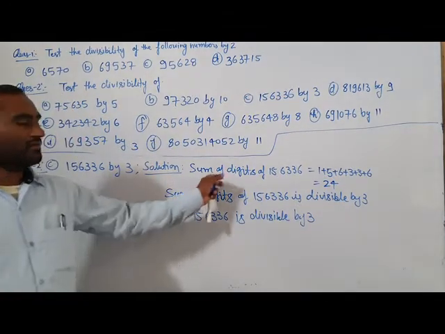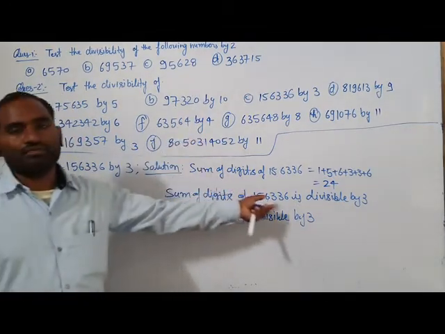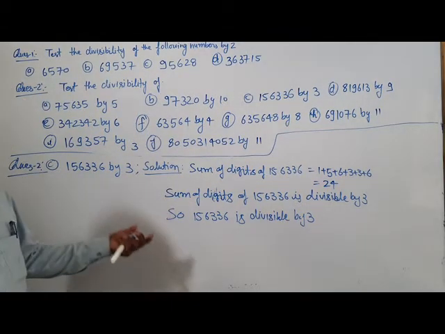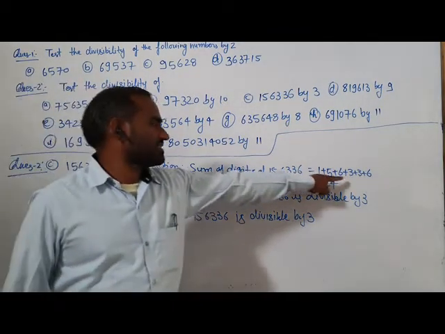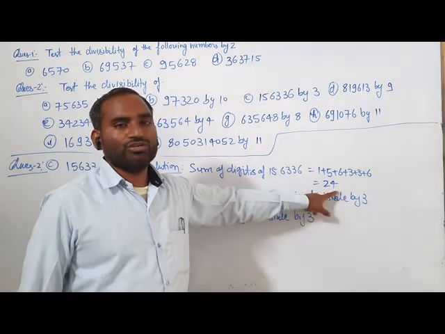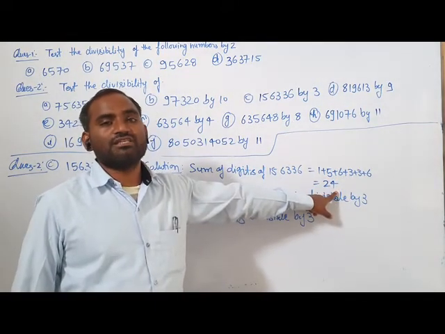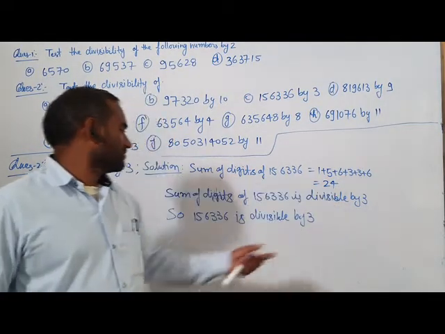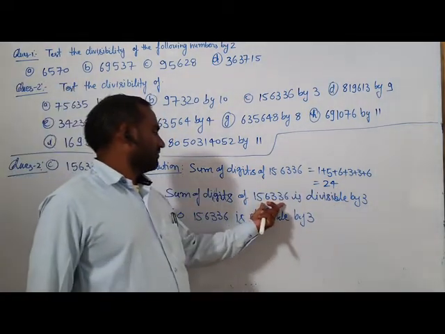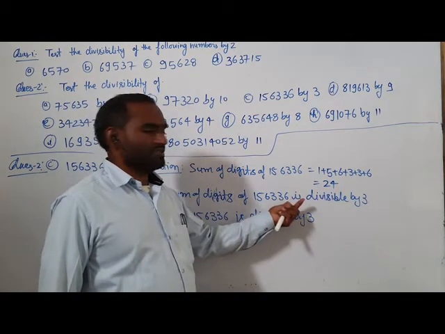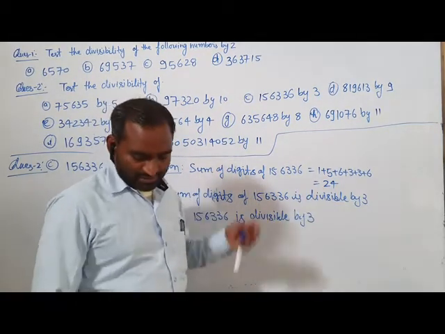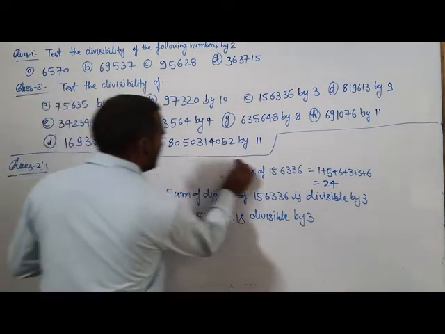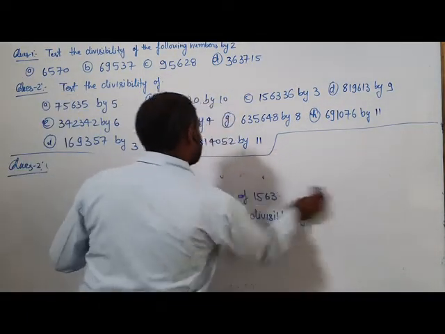In this way you can test the divisibility of 3. If the sum of digits of the given number is divisible by 3, then the number will also be divisible by 3. Here the sum of digits is 24 and 24 is divisible by 3. 3 eights are 24. It is exactly divisible by 3. So this number 1,56,336 is divisible by 3. So we see the option D.